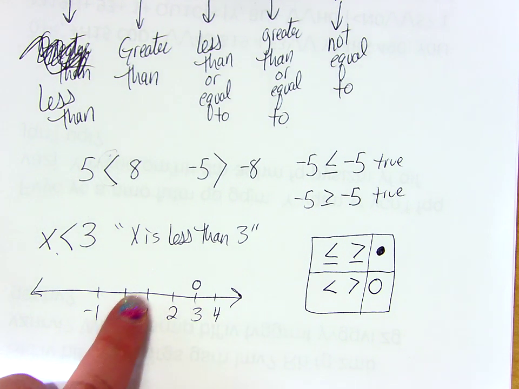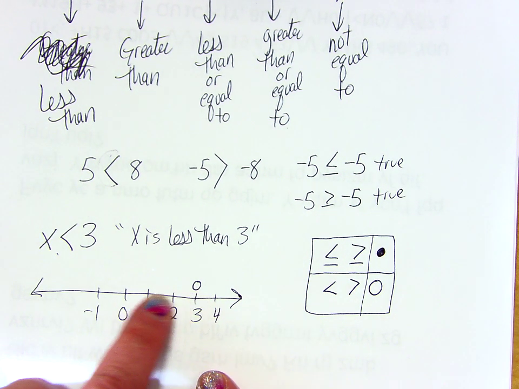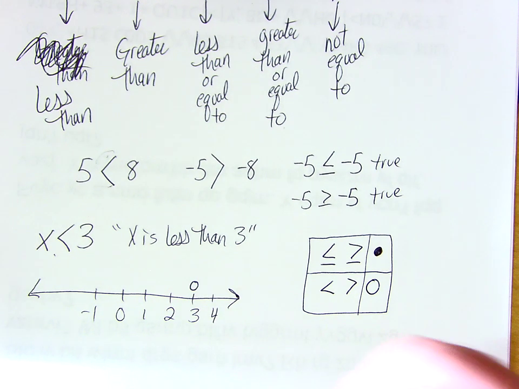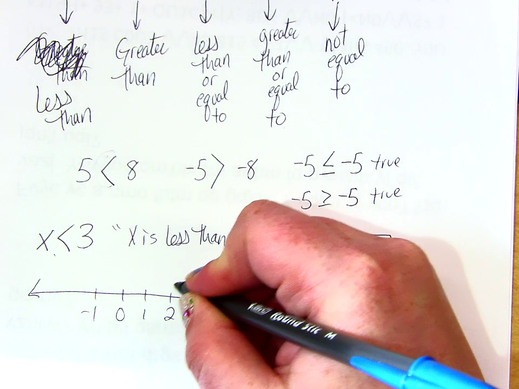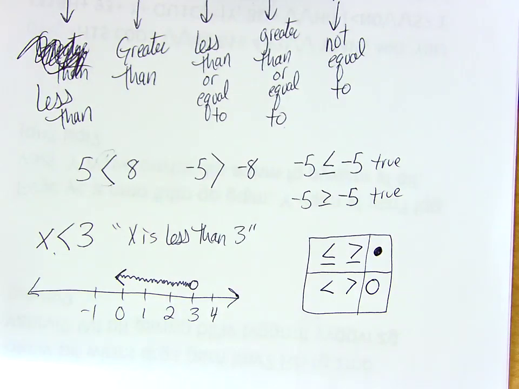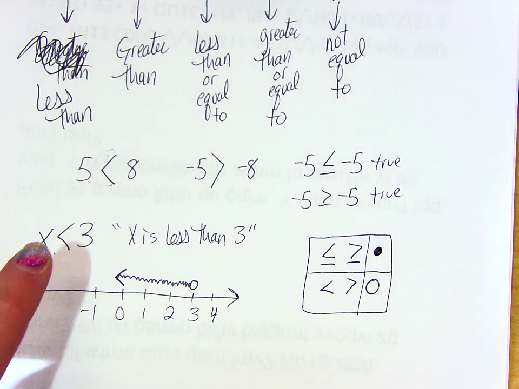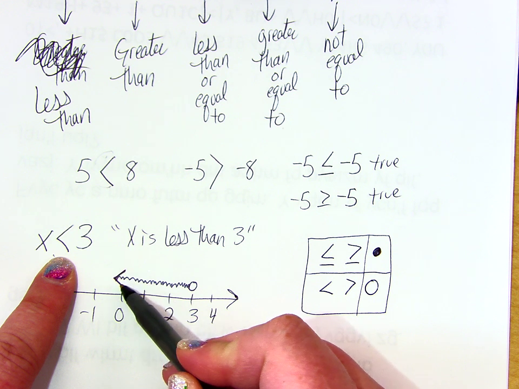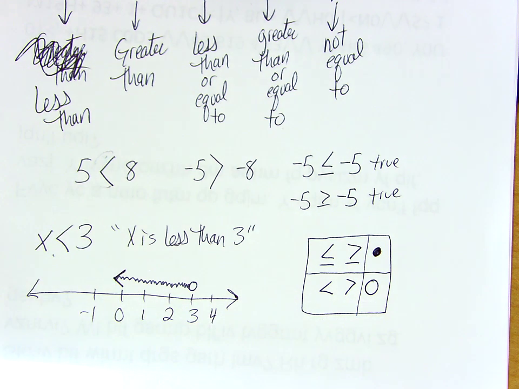So I want all the numbers that are less than 3. Well, where are the numbers less than 3? This way, to the left, or to the right? To the left, right? So usually what we do is we make a thick line, and we put an arrow that way. So that shows all of the numbers in the whole wide world that satisfy this inequality. Make sure you have an arrowhead here to indicate that that's going to go on forever.